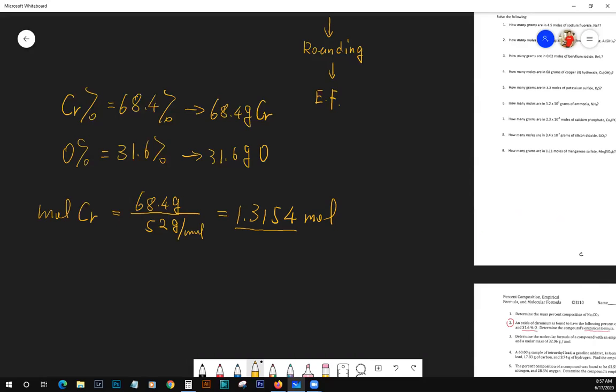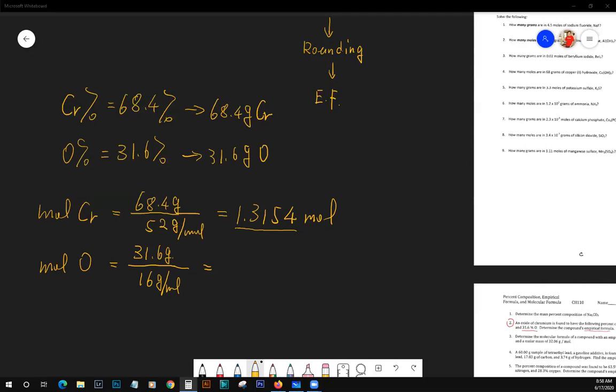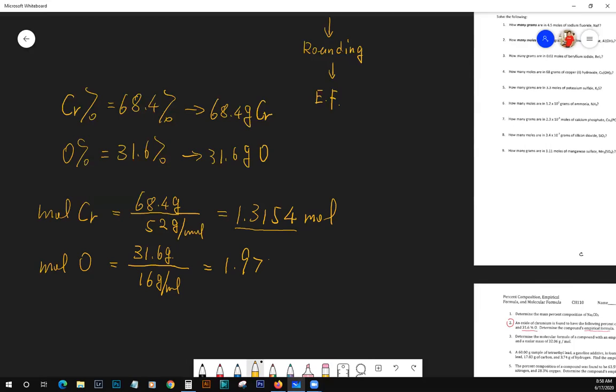Once again, please don't round now. We're going to round at the very end. Next we need to figure out the moles of oxygen. This is 31.6 grams divided by 16 grams per mole, the molar mass of oxygen. 31.6 divided by 16 is 1.975 moles.